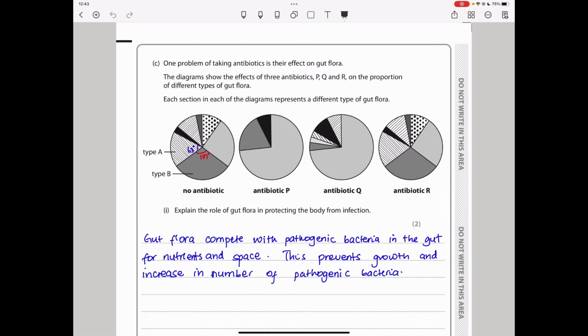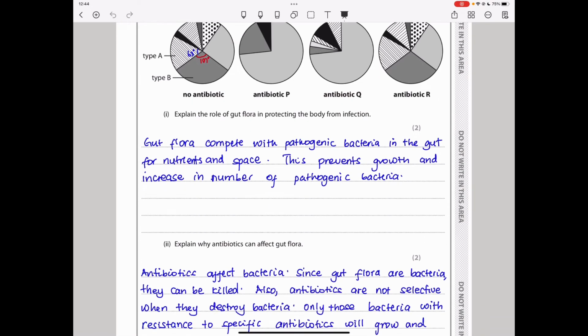Basically, the gut flora will try to outcompete the pathogens for space as well as nutrients to prevent them from accumulating in your gut and causing you disease. So here, the pathogenic bacteria in the gut, they compete with them for nutrients and space, and this prevents growth and increase in the number of those pathogenic bacteria. So basically, your body is being protected by the gut flora.